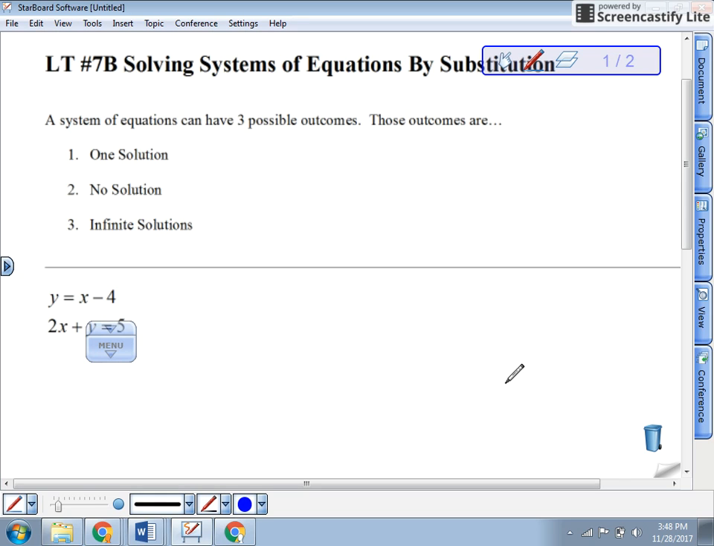Welcome to the notes on solving systems of equations by substitution. We'll learn what that is in 1 sec.